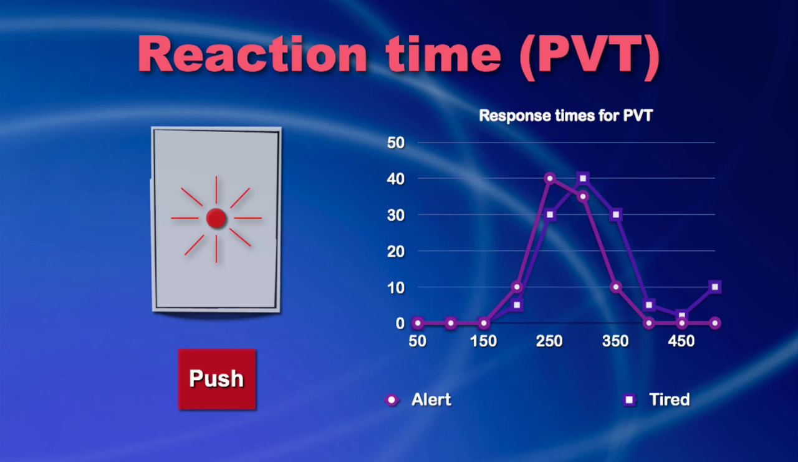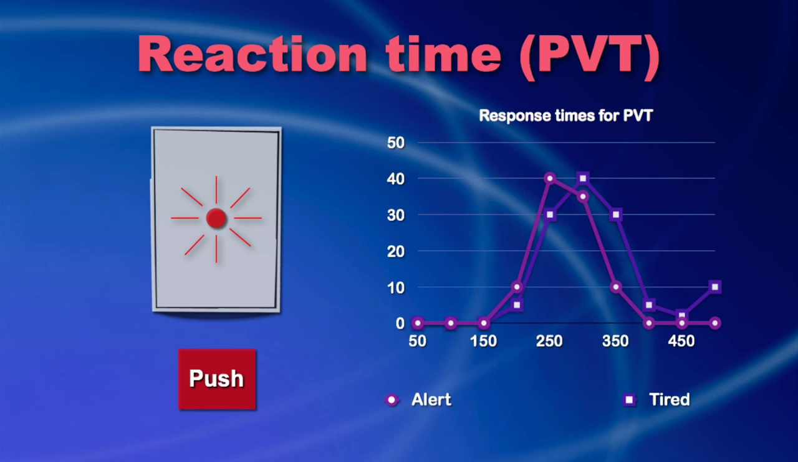And if we measure the frequency distribution of response times in tired and alert individuals, you'll see something similar to what is on the graph on the right-hand side of the slide. That is, in an alert individual, you will see a relatively steep increase in the frequency distribution and then a positive skew with a mean response time at around about 225 to 250 milliseconds.